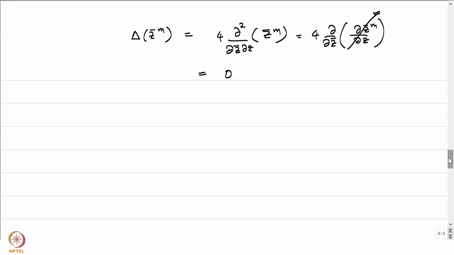Okay, let's now look at what is going to be the Laplacian when there are powers of both z^n and z̄^m.